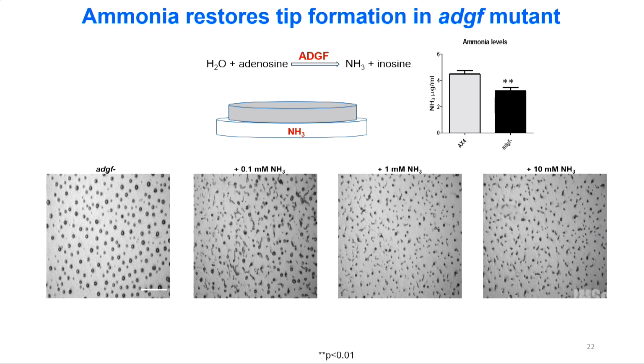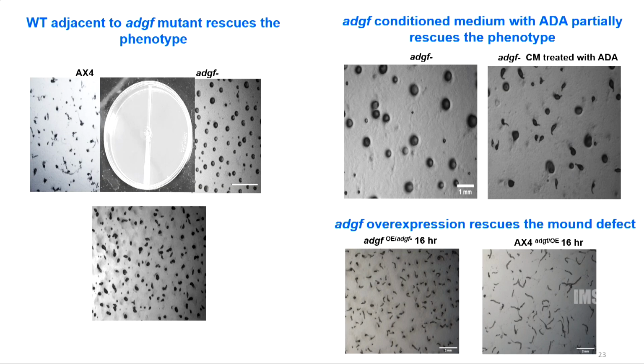In all the concentrations we tested, the mutant is getting rescued. The ammonia levels, when we tested, are also lower in the mutant. When we add it externally, the ammonia is not physically touching the mutant; it is in another lid. So it is able to rescue the phenotype. Now, this is an interesting aspect: the wild type should produce ammonia, whereas the mutant is not producing ammonia.